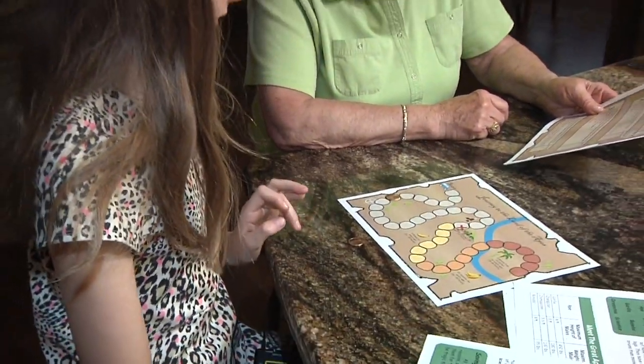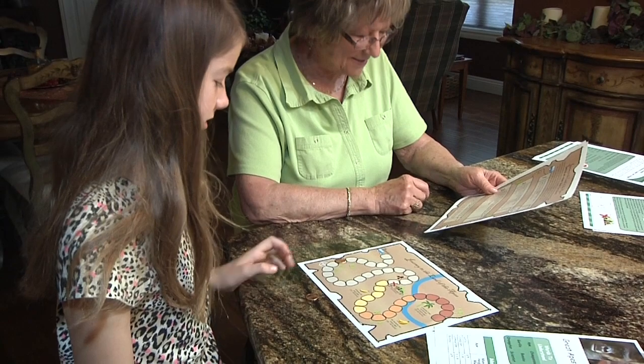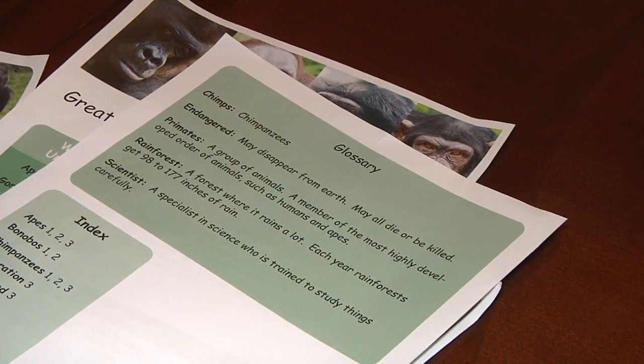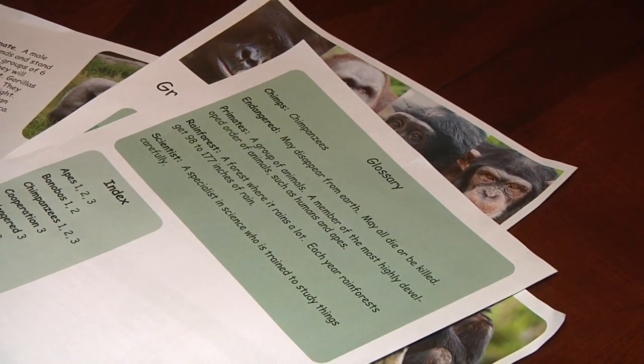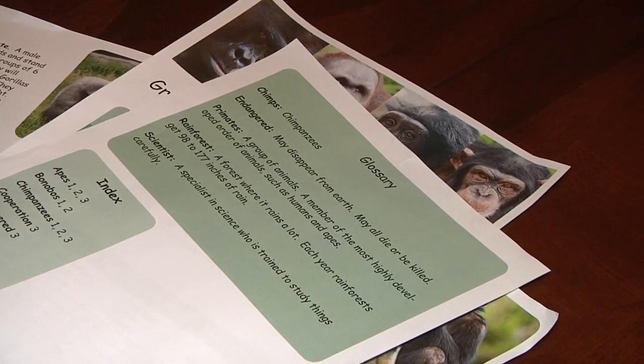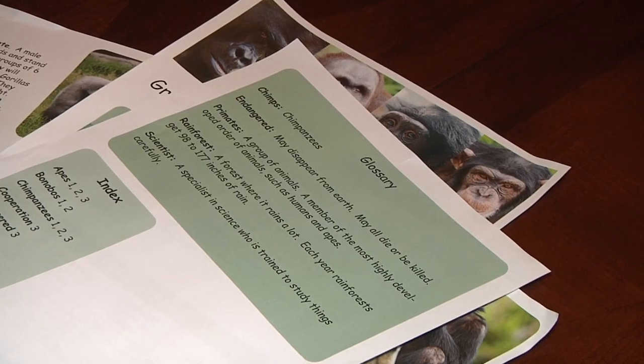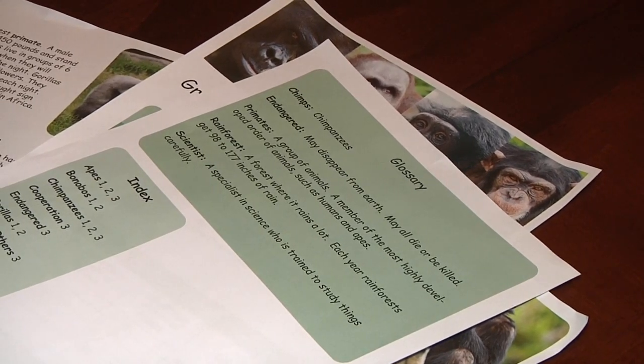Okay. How many points do you think you get for that? 3. Right. Right on. So why don't you look at the glossary and tell me what a rainforest is? A forest where it rains a lot. Each year, rainforests get 98 to 177 inches of rain. That's really good. Good job. So that's 1 point. Move your penny 1 point.